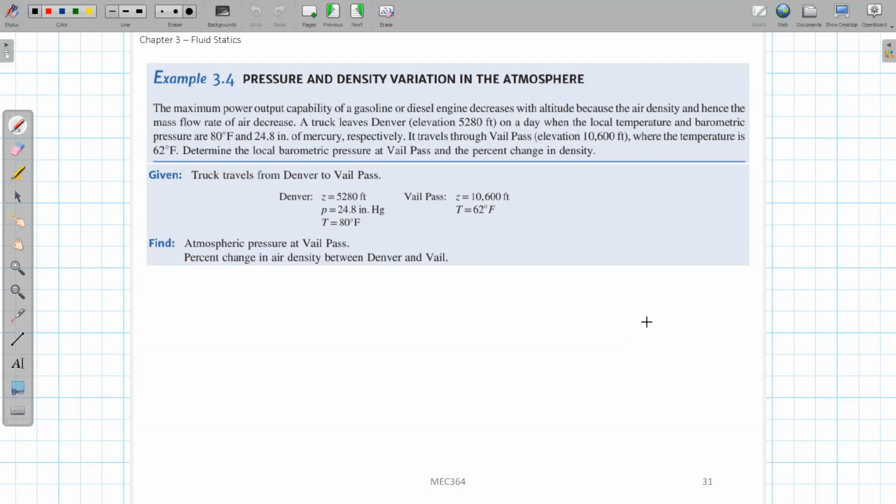For this one, the problem is that we want to measure the atmospheric pressure at different elevations. We want to find the atmospheric pressure at Denver, with elevation z equal to 5,280 feet, where the pressure and temperature are given, and also the atmospheric pressure at this wave path. That is a much higher elevation, and the temperature is given.